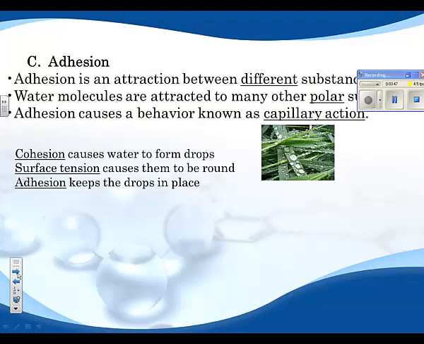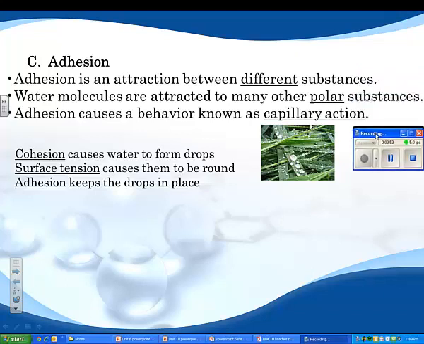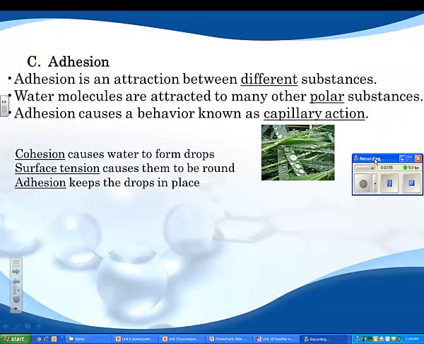Okay, the third one, adhesion. Remember, adhesion is the opposite of cohesion. Cohesion is the attraction between same substances, while adhesion is the attraction between different substances. Water molecules are attracted to other polar substances. This is actually known as capillary action, which if you're going into nursing school, you'll need to know a lot about capillary action and be familiar with those capillary tubes.